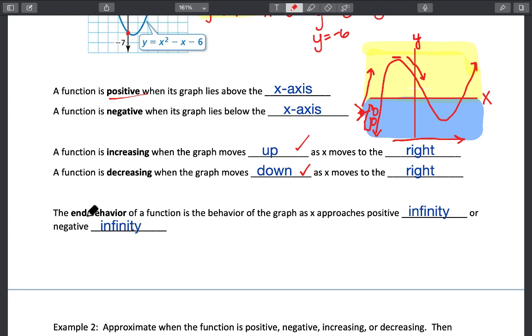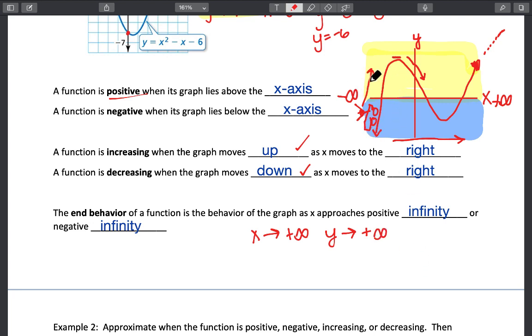Finally, another characteristic is end behavior. How does your function behave as x approaches positive infinity, way out here to the right, or negative infinity, way out here to the left? One way to determine that is by taking a look at these ending arrows. You can see that this arrow implies that this graph is going to keep growing larger and larger and larger. So for this particular graph, we would say as x approaches positive infinity, y is also going to approach positive infinity.